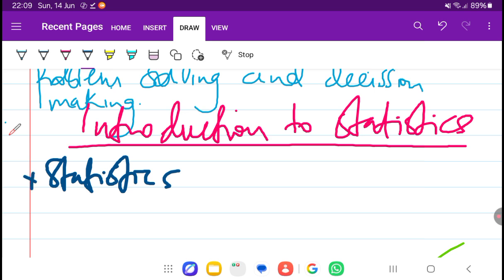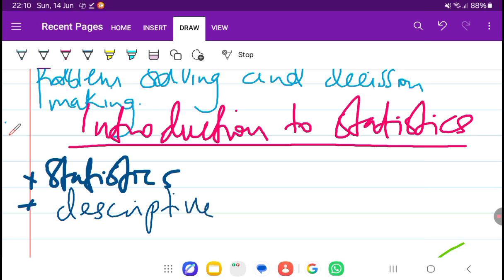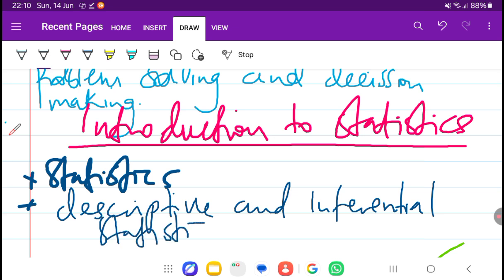We also need to be able to understand the different types of statistics. We shall be able to know the differences between descriptive statistics and inferential statistics.